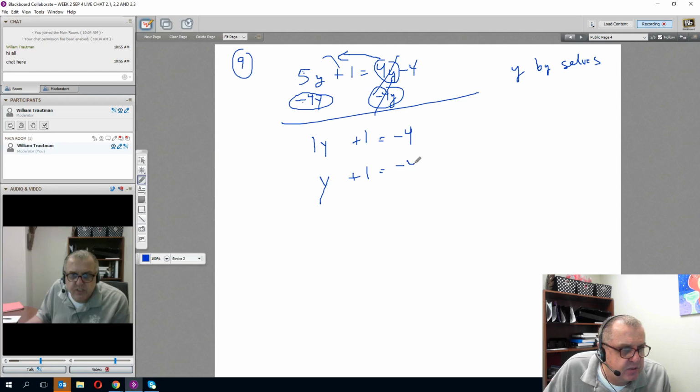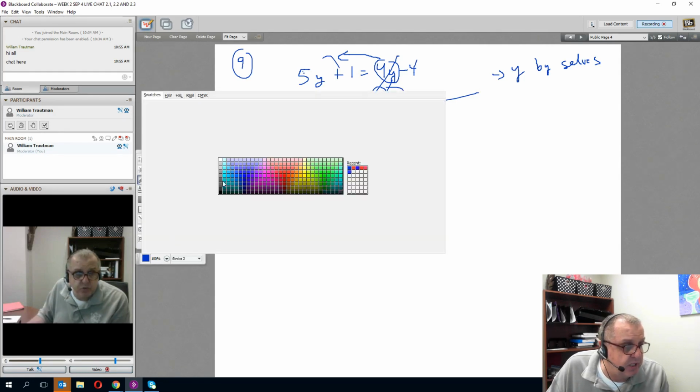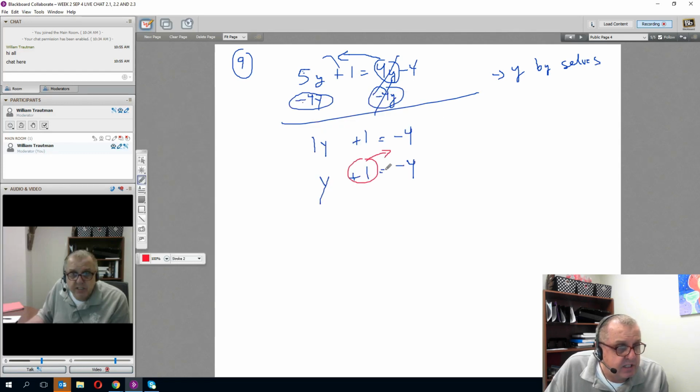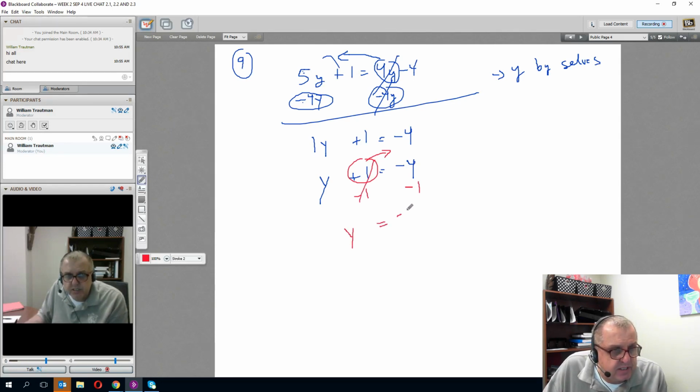That 1 is invisible. Now that I have y's on one side, now we do the add and subtract. Now I've got to get rid of that plus 1. I need to get the y by itself. So I need to take this to the other side. By doing the opposite of plus 1, I'm going to minus 1. And I get y equals a negative 4 minus 1, which is a negative 5.